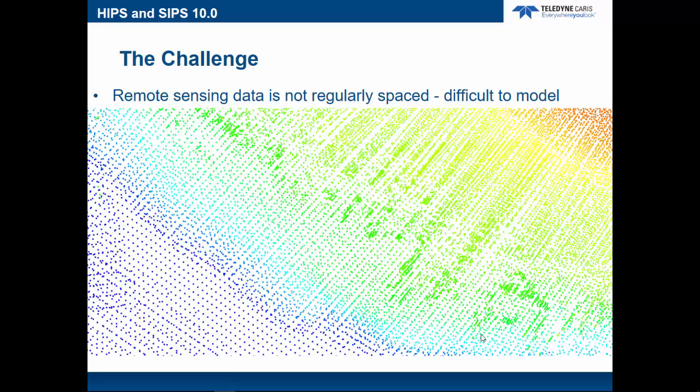So to set the stage for variable resolution, the original challenge that drove the development of it is all about remotely sensed data. Whether you're dealing with acoustic systems or light-based systems or similar, the data that comes back from these systems is not regularly spaced. And generally, to efficiently model any kind of remotely sensed data, we need regular spacing.